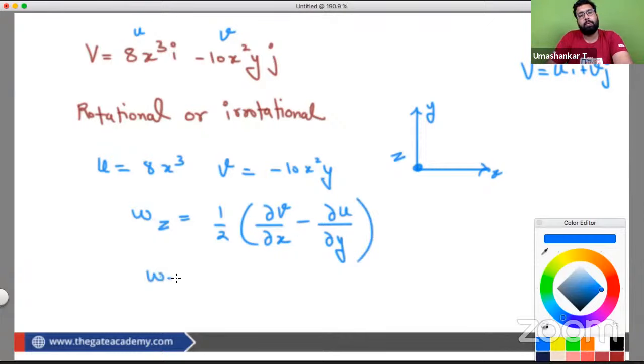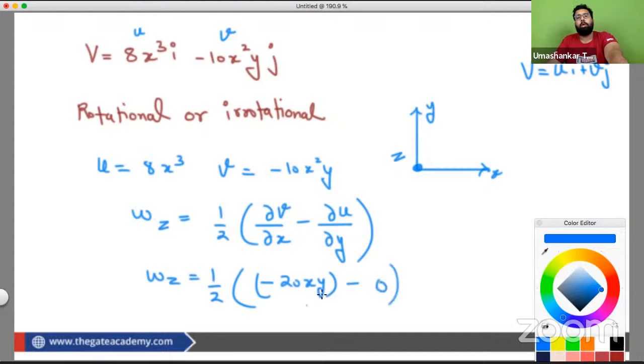Okay, so what we can do? Half del v by del x minus del u by del y. Del v by del x is minus 20xy and del u by del y is 0. So we are having minus 10xy, which is certainly not equal to 0. So what is this flow? This is rotational flow.